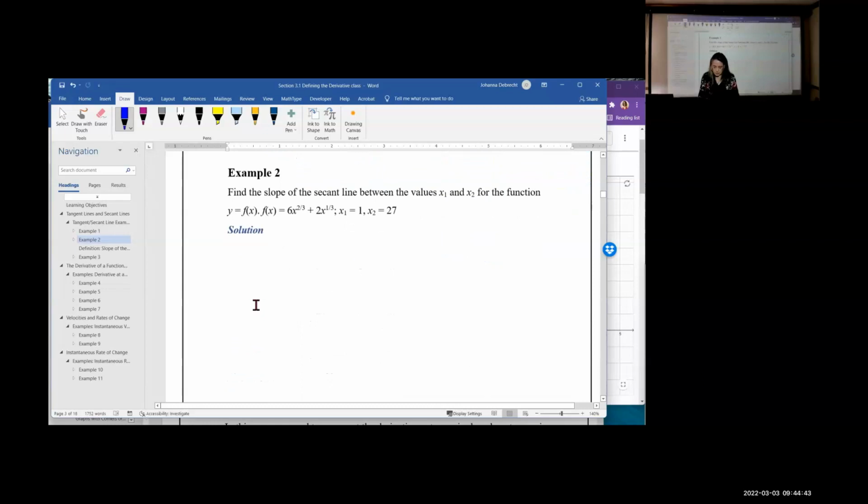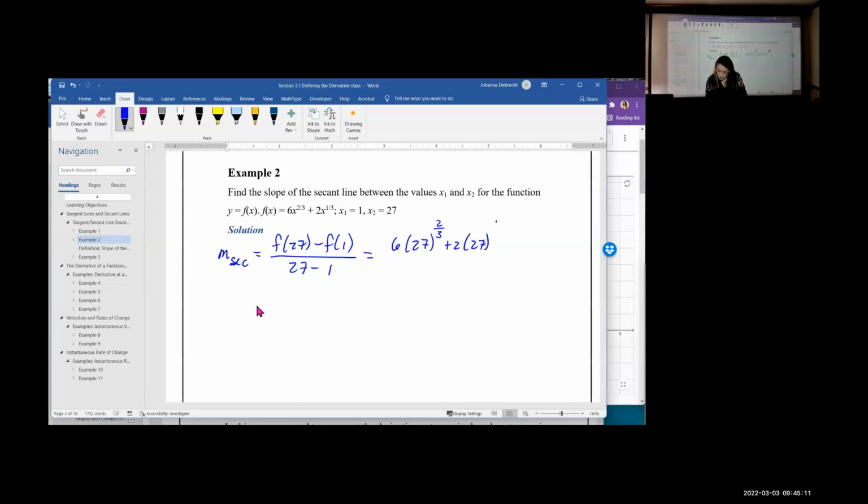Okay, let's repeat the process on the next function. So we're going to do the same thing. Slope of the secant line. Let's do f of 27 minus f of 1 over 27 minus 1. This is going to give me 6 times x, which is 27 to the 2/3 power, plus 2 times 27 to the 1/3 power.